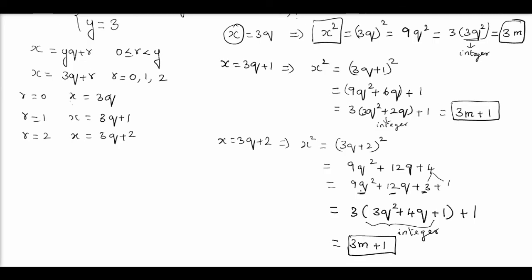So whether x may be of the form 3q or 3q plus 1 or 3q plus 2, x square is of the form 3m or 3m plus 1. So this is what we have proved, that the square of any positive integer is of the form 3m or 3m plus 1. That's it.